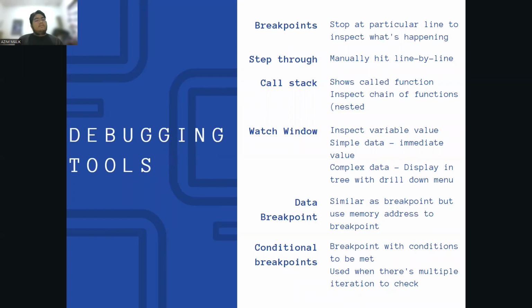And then we have data breakpoints, similar to breakpoints, but we use a memory address to hit the breakpoint instead. And then we have conditional breakpoints, where we put a condition so that when the condition is met, the breakpoint is hit.